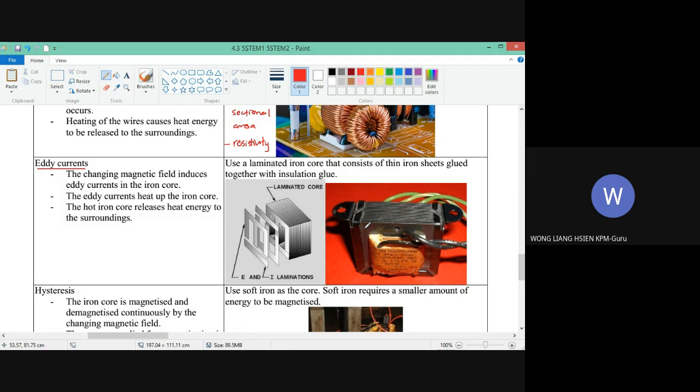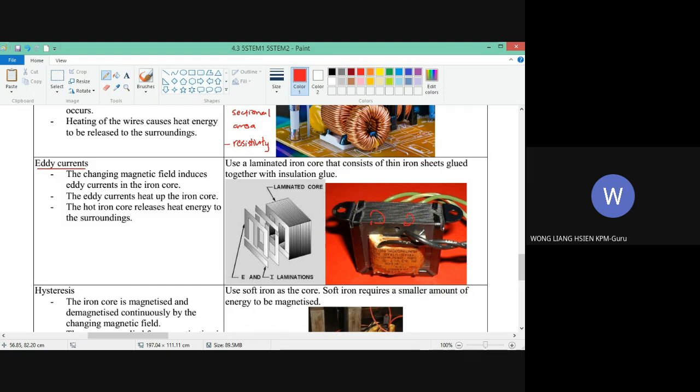So when you have current, that means charge is flowing inside the transformer core. When the charge is flowing, the charge has to do work to overcome the resistance in the transformer core, and the result is the work done converts energy into heat energy. So it will heat up the transformer core. Energy is lost as heat. You see that? So how do we solve this problem? How do we reduce the eddy current?